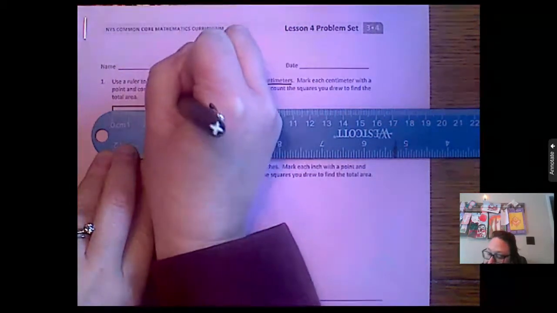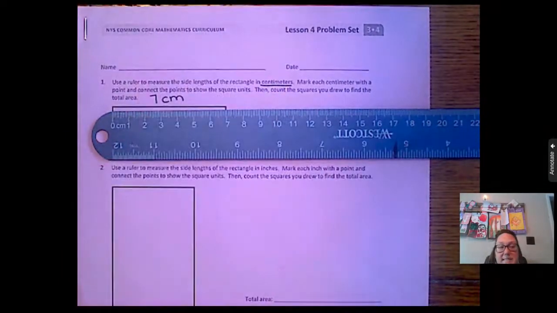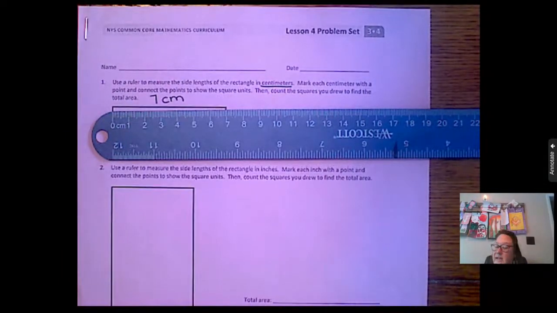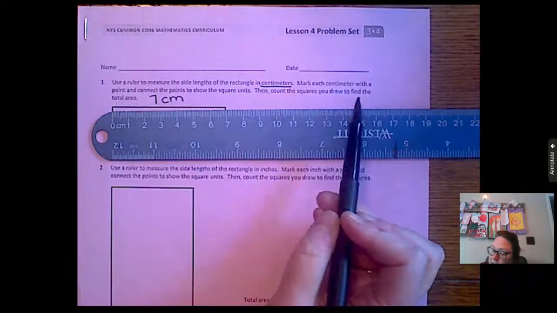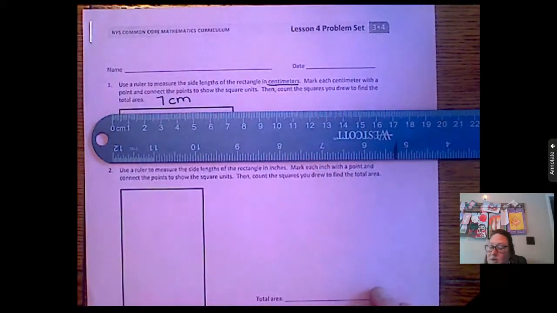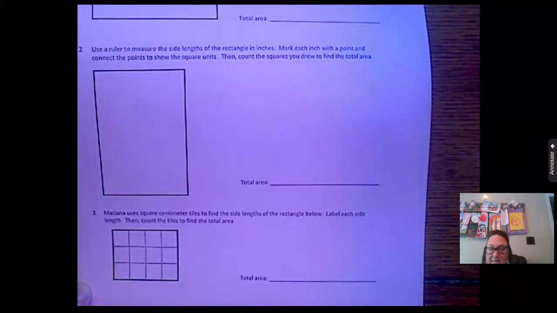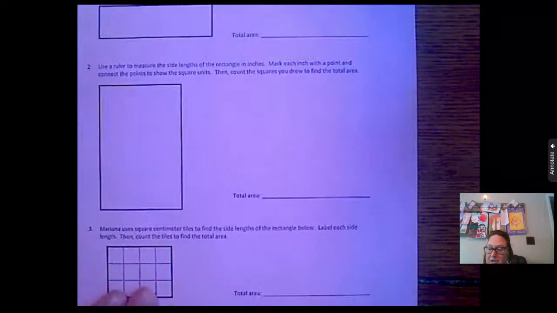7 cm. Cm is the abbreviation for centimeter, which I can see on my ruler, and you might be able to see on yours. Okay. And while I have this lined up, I want to make little tick marks because it says to mark each centimeter with a point, and then we're going to connect the points. So basically we're making grid lines on our rectangles because they're not already there.